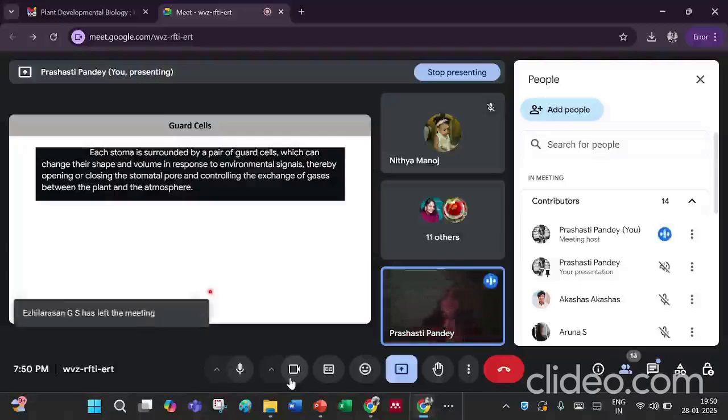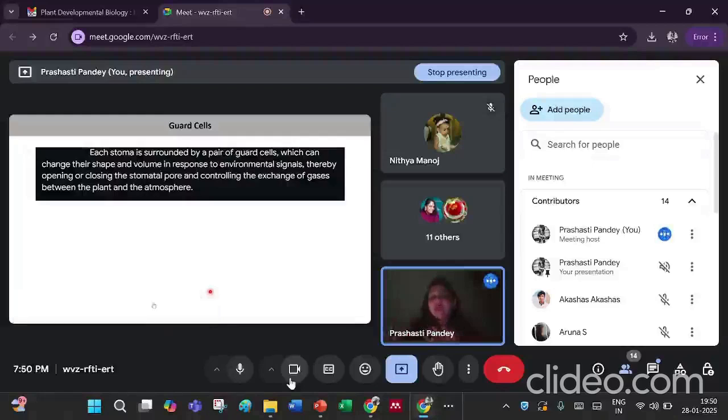So in case of different stress conditions, the plant will control its transpiration rate. So not just light, but this can be controlled by different environmental signals as well. Now there's this line in the paragraph that is written: it can control the exchange of gases between the plant and the atmosphere.